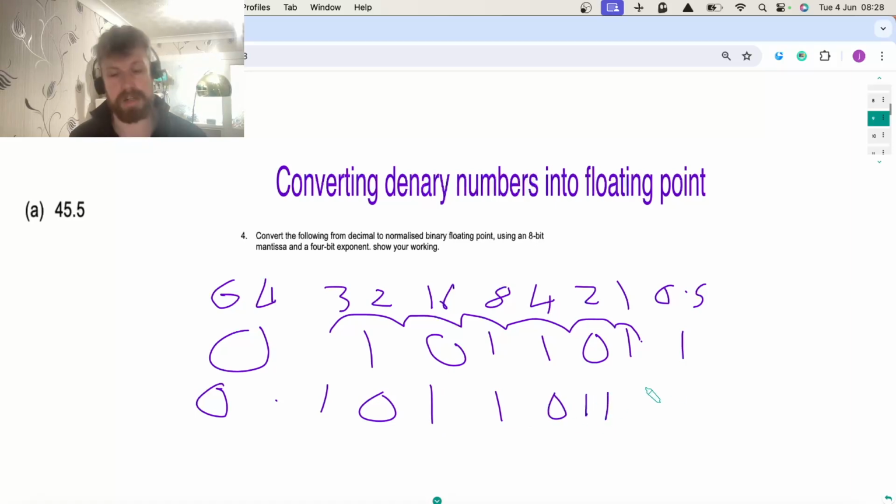1, 0, 1, 1, 6 times, and then our exponent is going to be 0, 1, 1, 0, because 1, 2, 4. Yeah, so that's on there. So 8 bits, 1, 2, 3, 4, 5, 6, 7, 8 for our mantissa, and 4 bits for an exponent, 0, so 1, 2, 3, 4. Okay, and that's the answer there. Okay, so that's how we do that.